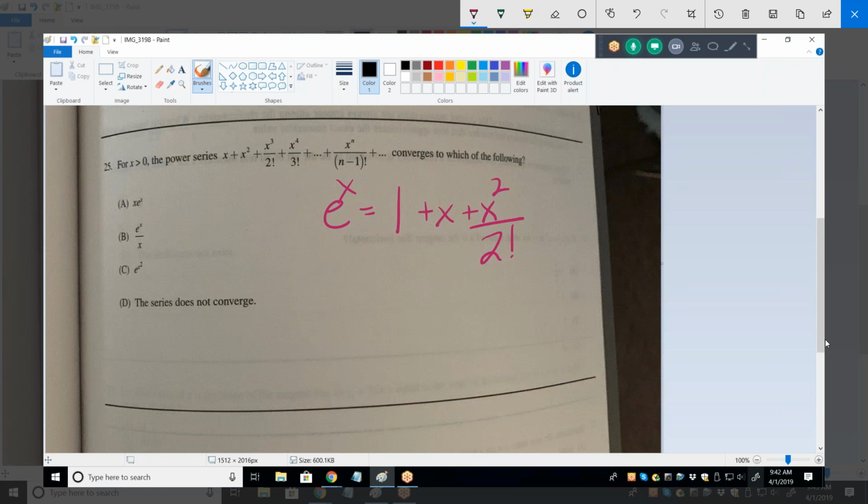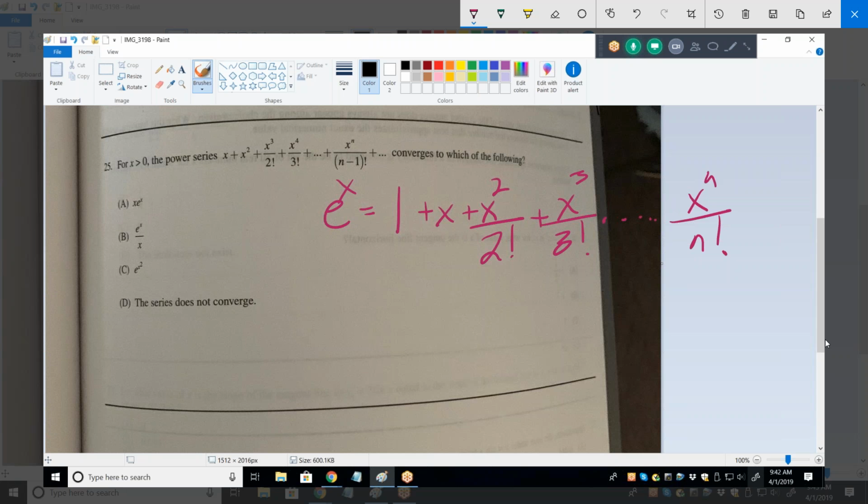Not only converts to that power series, but that power series is equal to e to the x. And we got x to the n over n factorial. So what is the difference between this one and that one? Looks like it's shifted over a term.